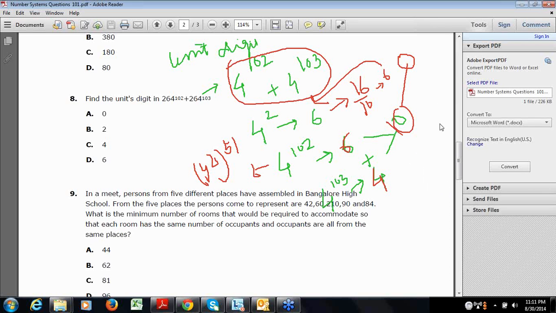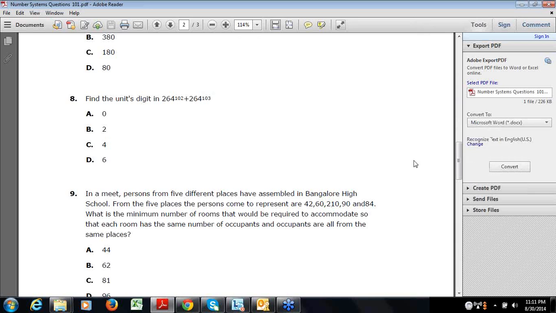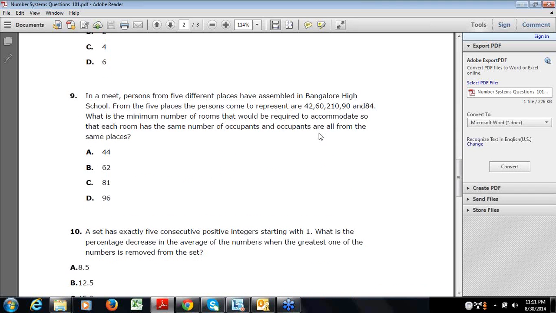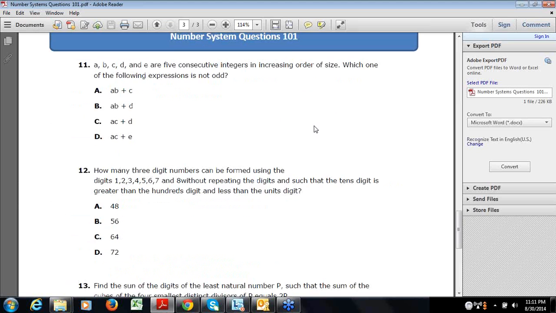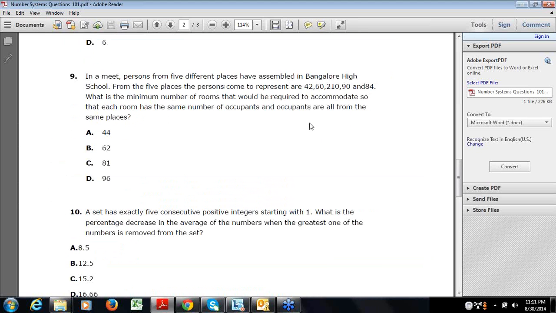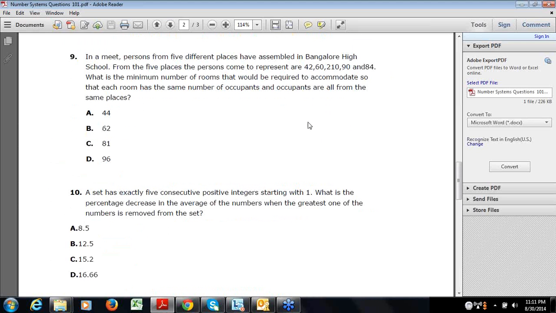Okay guys. Moving ahead, hope everybody is clear with this question. Anybody still has a problem? Let me explain once again. Okay. Question number 9, 10. I'll give 2 minutes to solve this question.